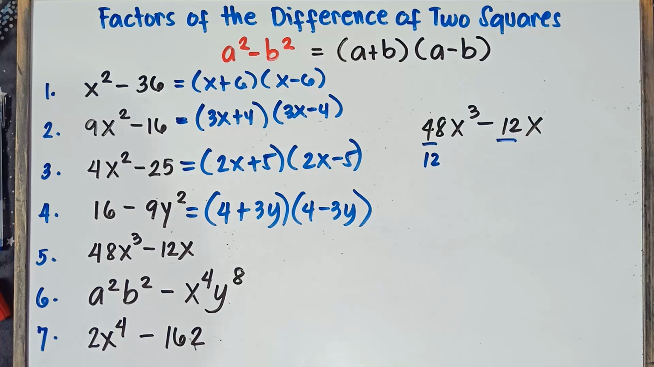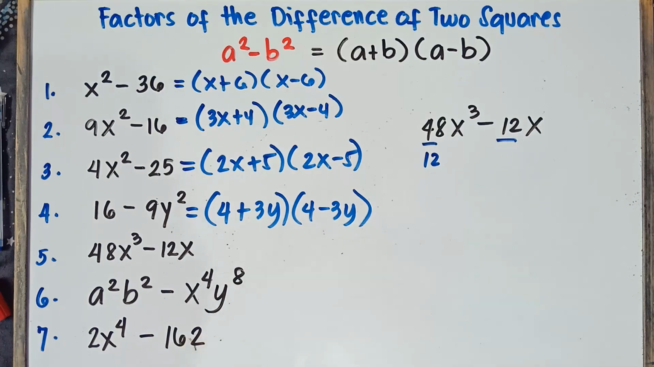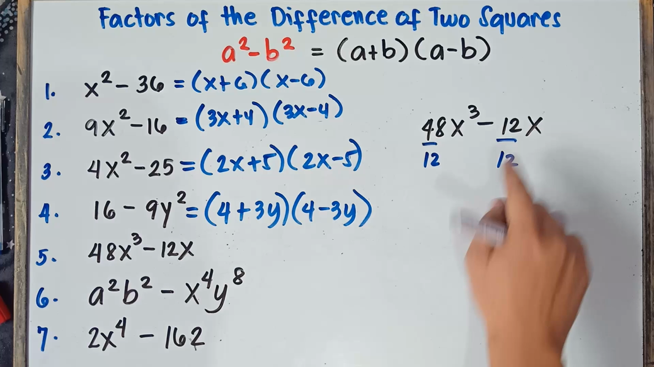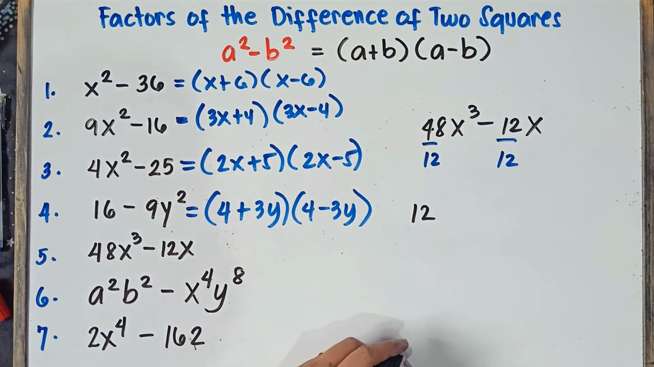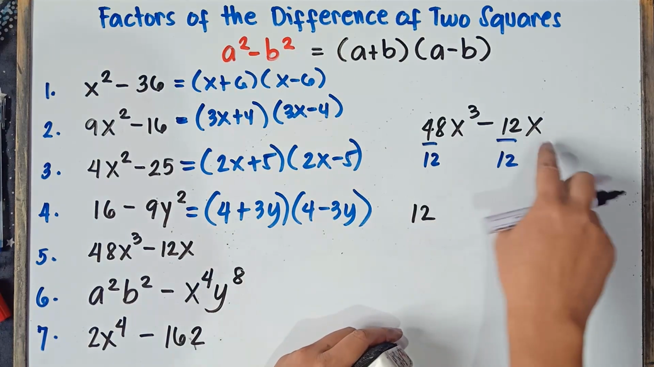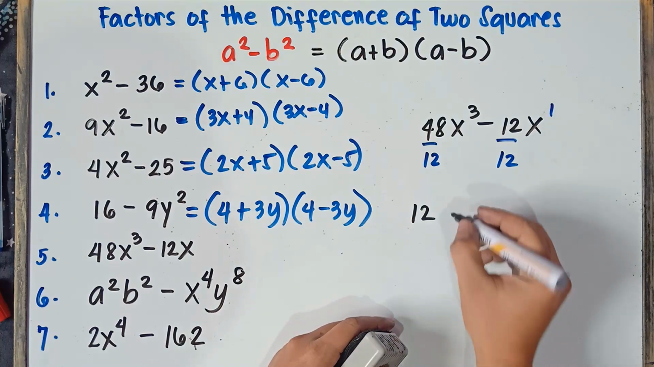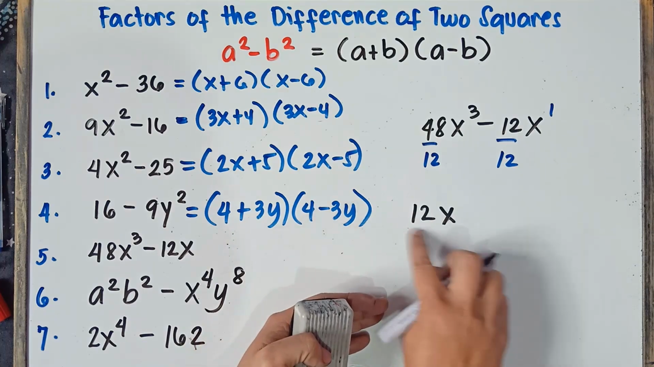Can we divide 48 by 12? Yup. 48 divided by 12, that would be 4, right? Next question, can we divide 12 by 12? Yup. 12 divided by 12 is equal to 1. So the greatest common factor of 48 and 12 is 12. And then for the variable, class, just select the variable with the least degree, the least exponent. So we have x raised to the power of 1. So we will be selecting x. So once again, the greatest common factor is 12x.